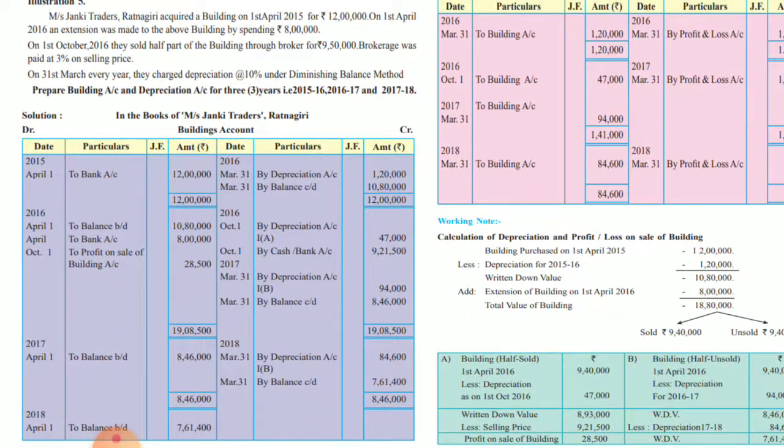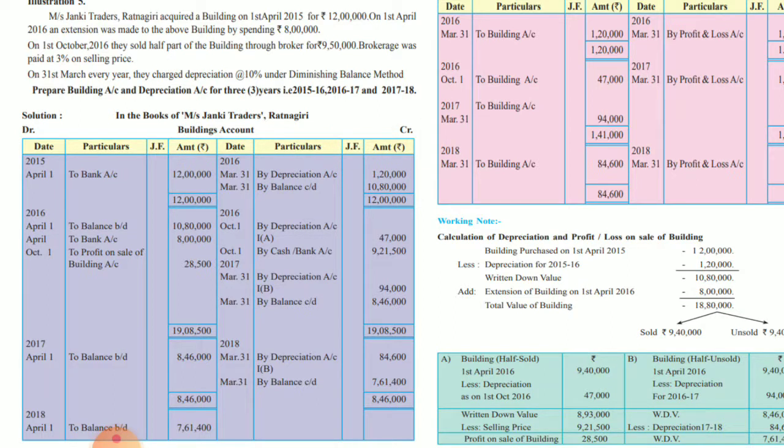First thing we are supposed to do is the working note. Next we are going to do the problem. So let's start with the problem. In the books of Messrs. Janki Traders Ratnagiri, building account, debit, credit, date, particulars, JF, amount rupees.